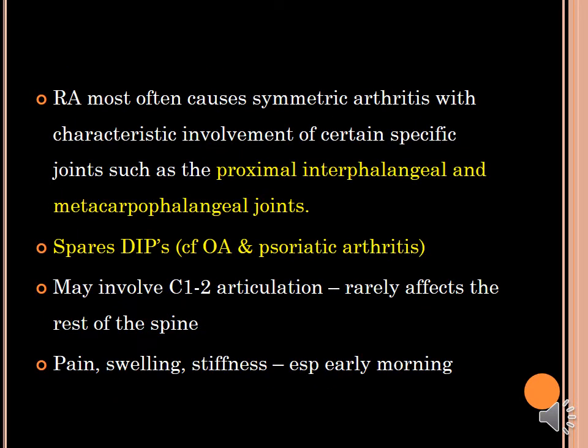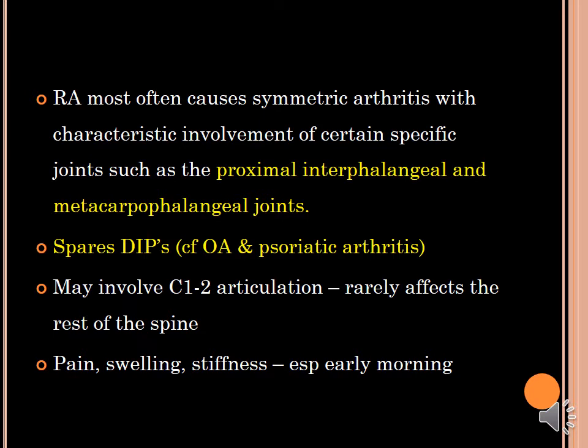RA most often causes symmetrical arthritis with characteristic involvement of certain specific joints. In rheumatoid arthritis, there are certain joints that this disease affects more, which includes proximal interphalangeal joints and metacarpophalangeal joints. One very important point to note here is that the distal interphalangeal joints, the last joint of your finger, are categorically spared in rheumatoid arthritis. If the distal interphalangeal joint is involved, then it means that it's not RA.